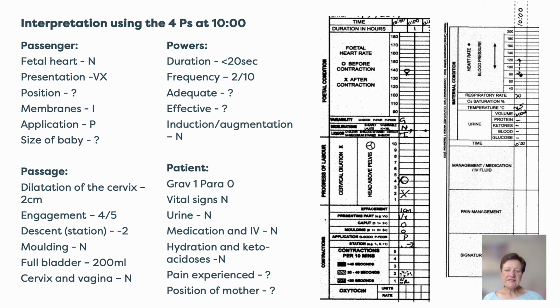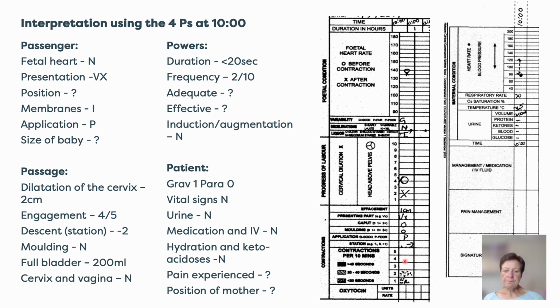If we look at the passage, we see that the patient is in the latent phase of labor. She's 2 centimeters dilated, but again we see that the head is quite high. The head is 4/5 above the pelvic brim here, and the descent, the station, is -2, so the head is quite high. We see that there's no molding. On the maternal side, the bladder: she has passed 200 milliliters of urine. Her vital signs are normal, and the vagina and the cervix are normal.